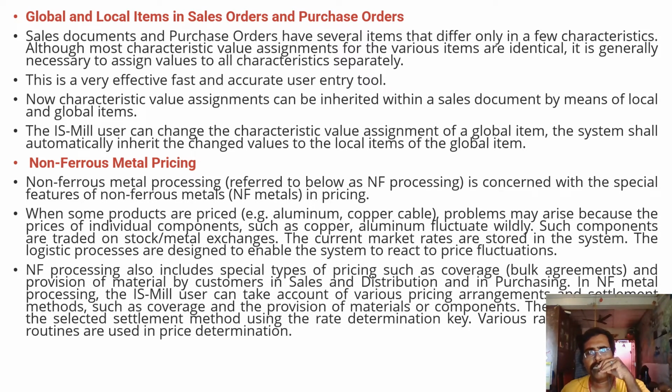I can say the provision of material by customers in sales and distribution and in purchasing. In non-ferrous metal processing, the IS mill user can take account of various pricing arrangements and settlement methods such as coverage and provisions of materials or components. The system controls the selected settlement method using the rate determination key. Various rate determination routines are used in price determination, right? That's what I'm saying. In non-ferrous metal, pricing characteristics are very important for the milling industry.